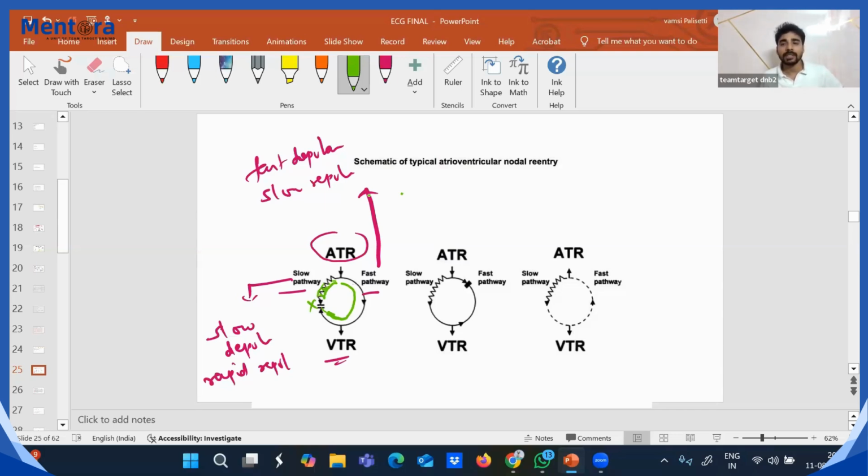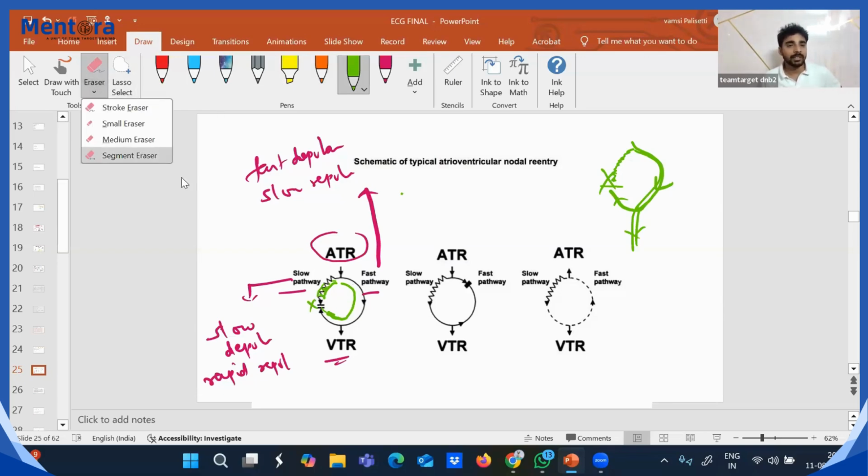Again I will draw it here. For example, an impulse coming from the atria goes fast through the fast pathway, and the impulse can also travel like this to the slow pathway. But the slow pathway is slow depolarizing but fast repolarizing, so it will be in a repolarization state. So the impulse cannot travel and cannot create a re-entry circuit. The impulse only goes like this. That is the normal phenomenon. Let me erase this.